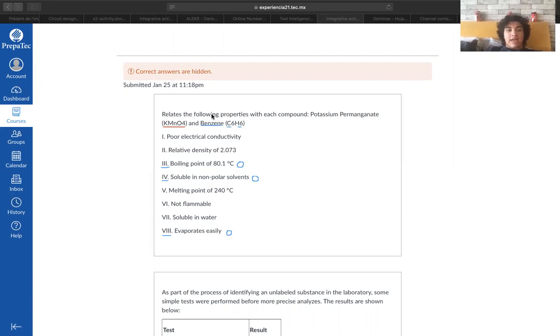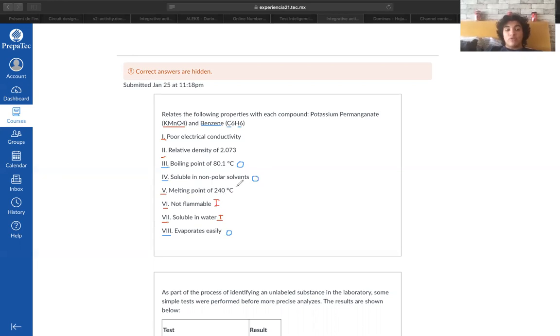Then KMnO4, the rest of them obviously goes to KMnO4. We're going to highlight them. So soluble in water is an inorganic property, therefore it is KMnO4. Not flammable, it is inorganic because only organic compounds are flammable.